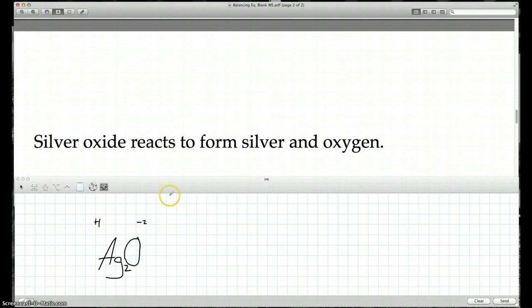Now we keep reading. It says reacts to form. So that's an arrow. Silver and oxygen. Notice there's an "and" between the two. So the symbol for silver is Ag, plus is the "and", oxygen is O. Now, when we have a compound, we have to do the switch trick or use the prefixes if we have the prefixes, which we didn't here. If something's alone, you don't have to do the switch trick, you don't have to worry about prefixes.